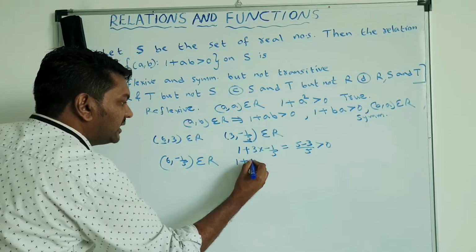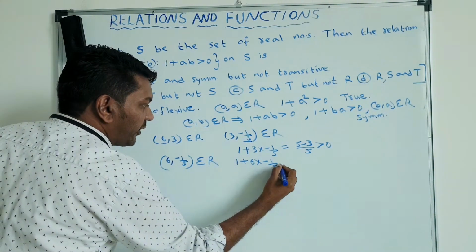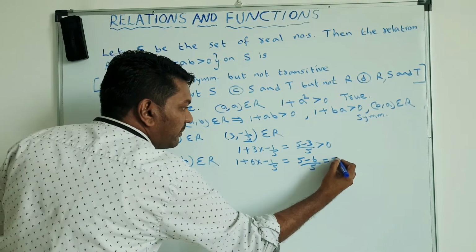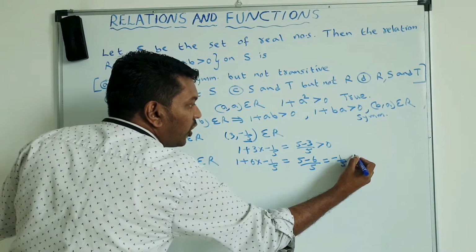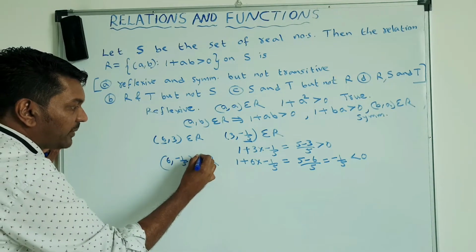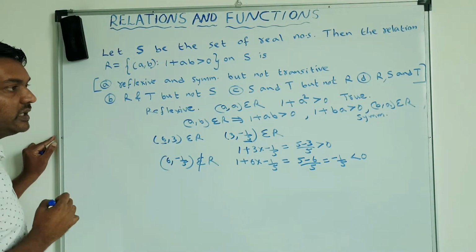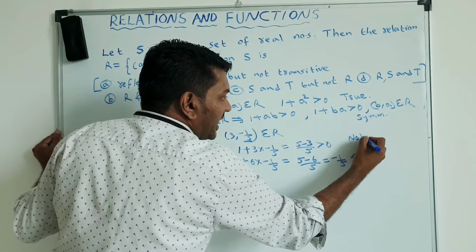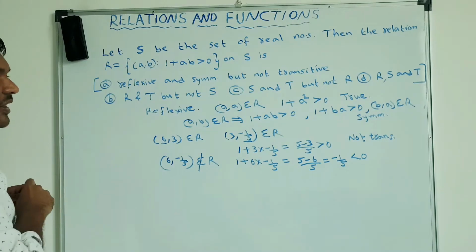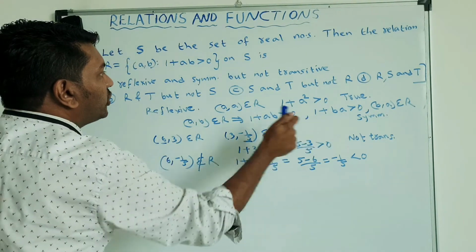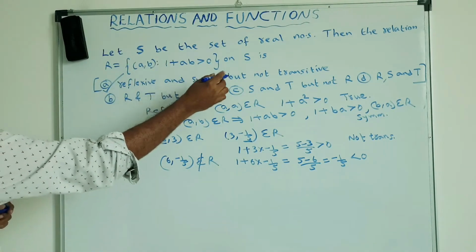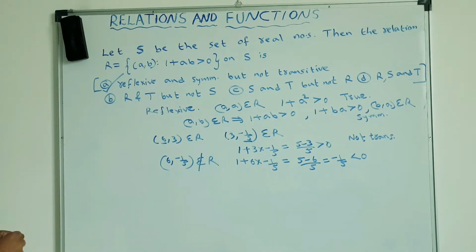So 1 plus 6 into minus 1 by 5, which is (5 minus 6) divided by 5, which is minus 1 by 5. It is not greater than 0, it is less than 0. That means (6, minus 1 by 5) is not an element of R. Therefore, it is not a transitive relation. So what you got? It is reflexive and symmetric but not transitive. So our answer is option A, reflexive and symmetric but not transitive.